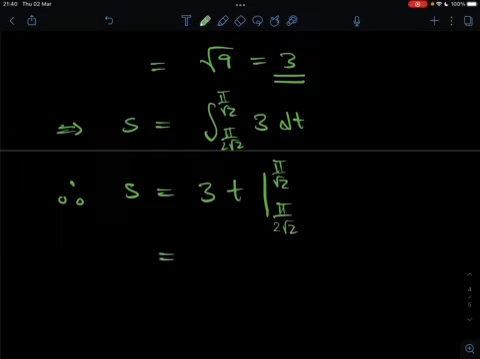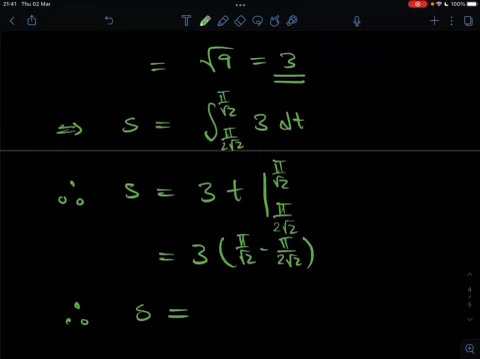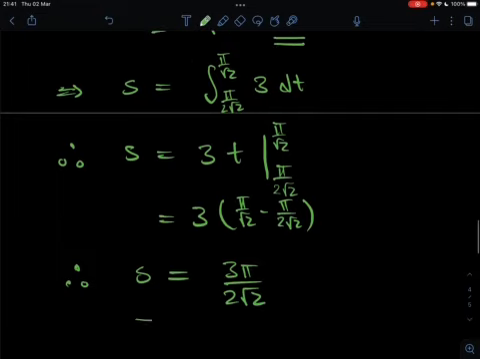So what happens now? So we get 3, and then we get pi over root 2 minus pi over 2 root 2. So therefore what is s? When we simplify this, we can see now that the final solution is going to be, what? It's going to be 3 pi over 2 root 2. So this becomes the length that we are looking for, like that.